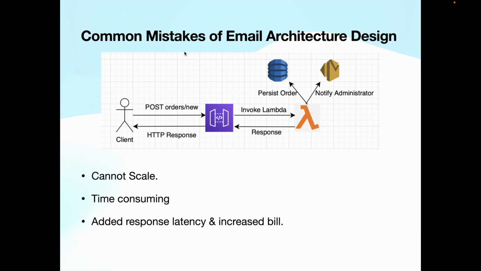Here we can see that the client sends a post request to this endpoint API resource at the API gateway, and the API gateway invokes a Lambda function, and the Lambda function does two things. First, it persists the order in the database, which is DynamoDB, and then it will notify the administrator via an email using AWS SES. And then it will send a response back to the client saying that your order has been made. Now, on paper, this sounds like a good solution.